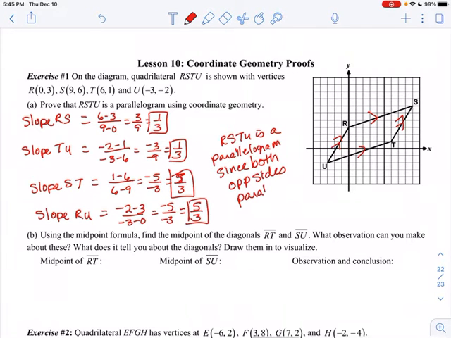Again, this is a coordinate geometry proof. You're using slope, distance, or midpoint to prove something. And then I just have a short little statement. It doesn't even have to be a full sentence saying why you know it's a parallelogram. So I have the work there, but I have to say what that work means.